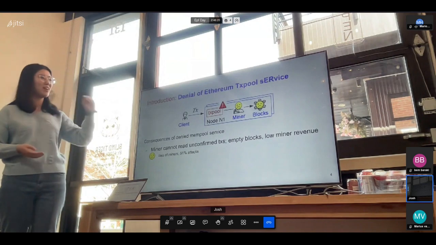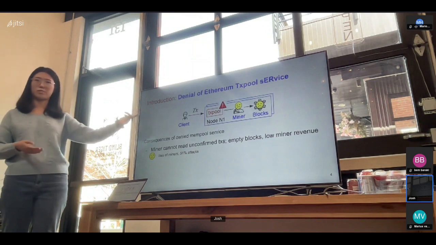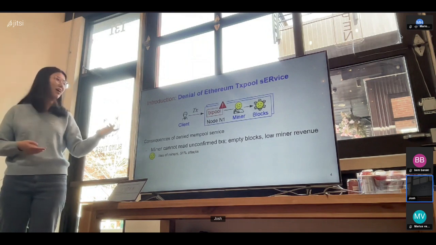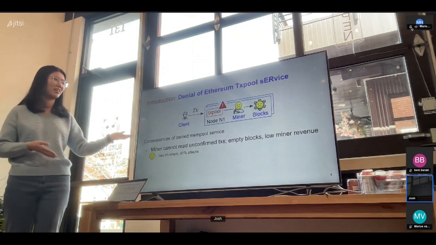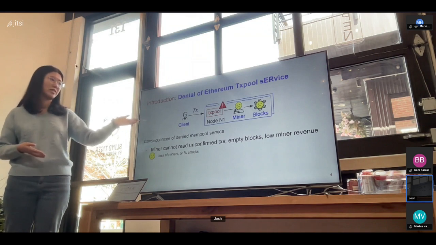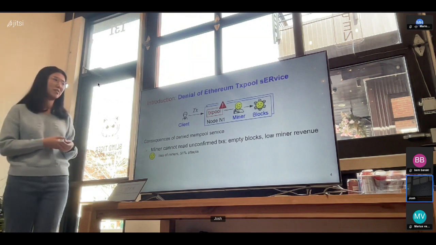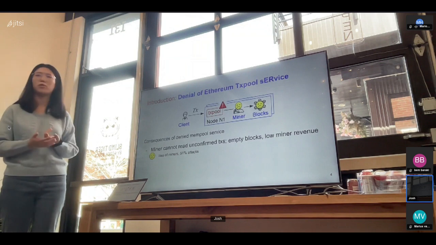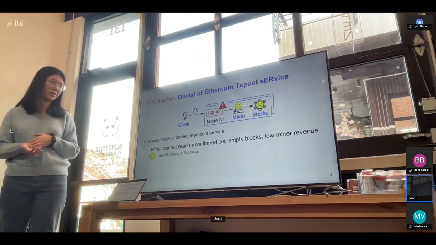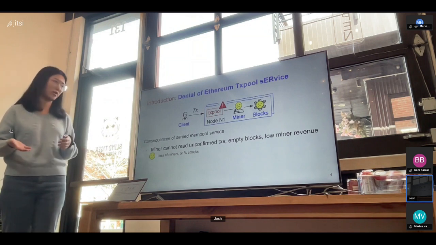First, we all know that in the blockchain, there is a transaction pool between client and miner, and if the transaction pool has some problem, we can't get confirmed transactions into it, and the miner can't mine valid transactions from it, and the blockchain will crash. So as the miner cannot read unconfirmed transactions, it will cause empty blocks to be generated, and also cause the revenue to be lower for the miner.